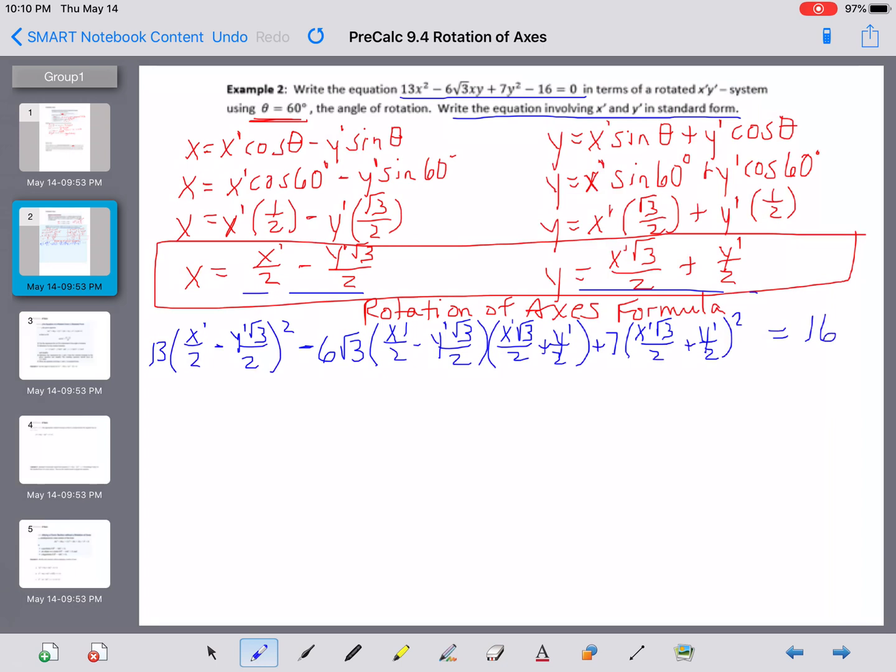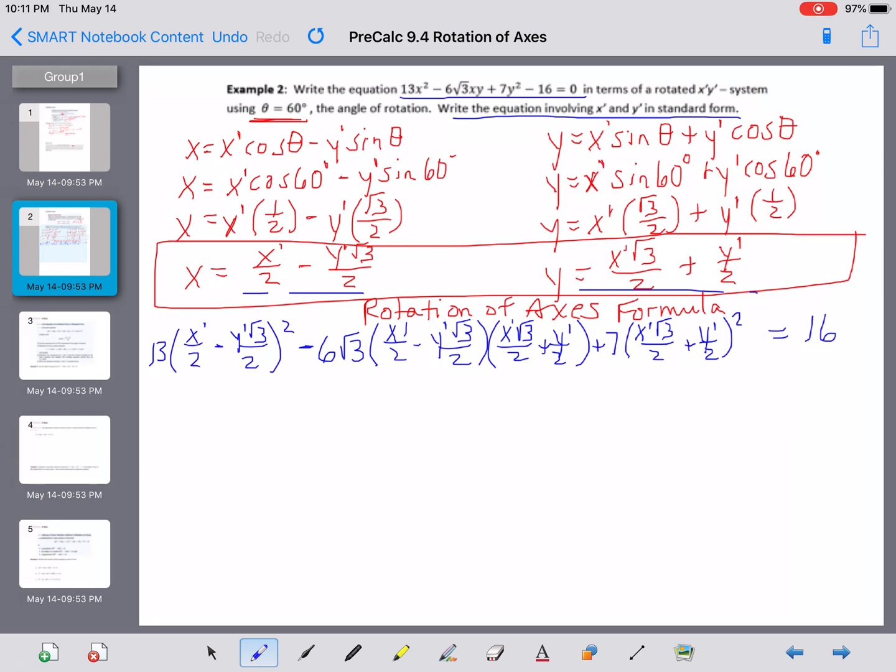Okay, we found our new x and y, the rotated ones. We've plugged them in for our old x's and y's, and now we're going to work through our rotated system here. Okay, algebra, algebra, algebra. Can't stress it enough. That's what we're doing. We have to be careful. The primes are important. We need to think about what happens to each term when we square them, when we multiply, all of that good stuff.